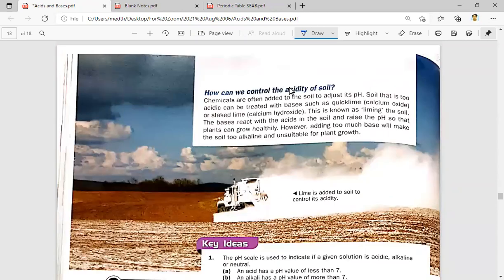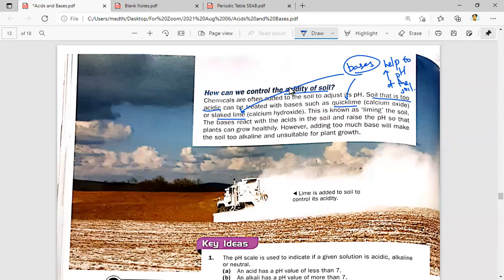Do take note, you can actually control the acidity of the soil by adding quicklime or slaked lime. Now, these two, quicklime and slaked lime, are actually bases. Why? You realize, metal oxide, metal hydroxide. So you can only add these two in if your soil is too acidic. If your soil is too acidic, the pH is low, you can add bases in to raise the pH. So by adding quicklime and slaked lime, which are the bases, we actually help to increase the pH of the soil.